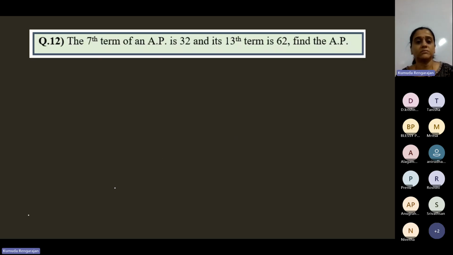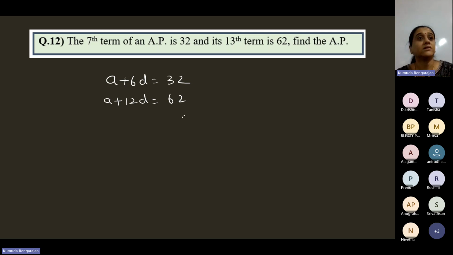Okay, next one. Just tell me the equations. What are the equations? A plus 6D is equal to 32. A plus 12D is equal to 62. So you'll have to solve the two equations.